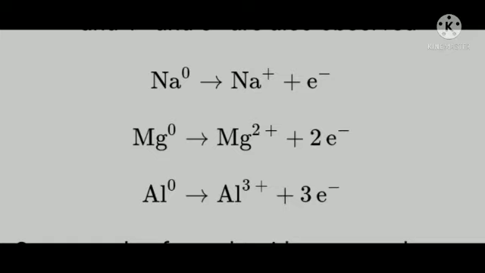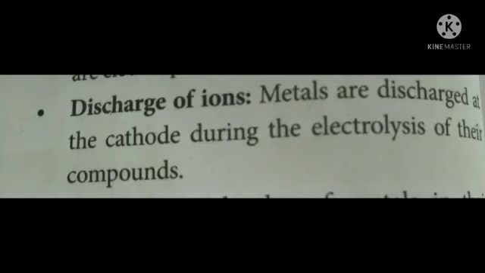Why are metals electropositive? Another reason is that metals usually possess low ionization energy. So during a chemical reaction, they never gain electrons. They lose their electrons during chemical reactions. Next one is discharge of ions.